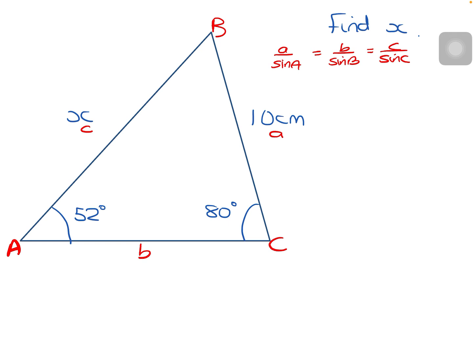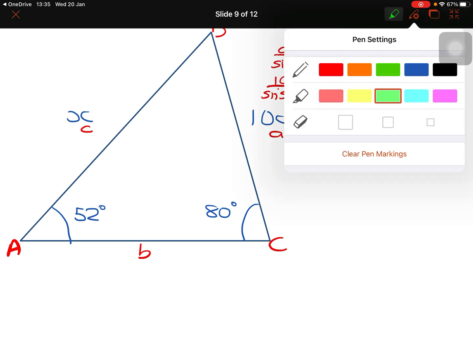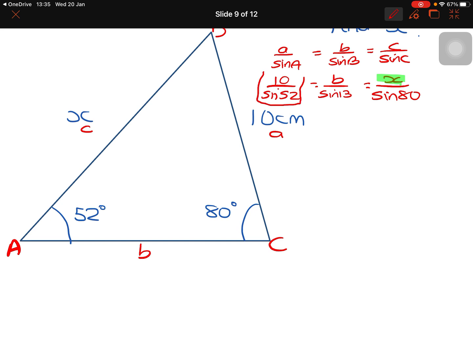So I've got 10 over sine 52 equals B over sine B equals C over sine 80. I'm after x, that's here. Therefore, the two I'm interested in are my matching pair, which is here, and the one that's got x in that I'm looking for. So I'll bring those two down. So I'll end up with 10 over sine 52 equals x over sine 80.